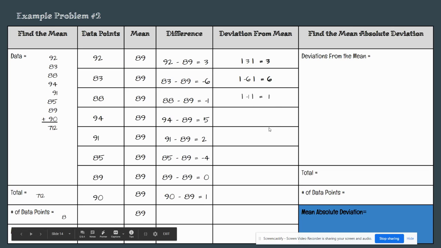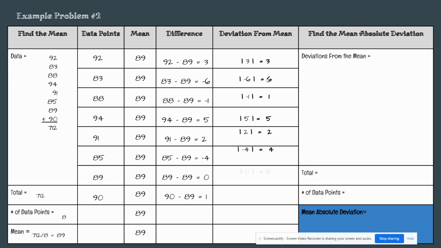This is probably the easiest step. Don't make this more complicated than it is. If it's -6, then the absolute value is simply 6. If it's 5, then the absolute value is 5. That's how far it is away from 0.